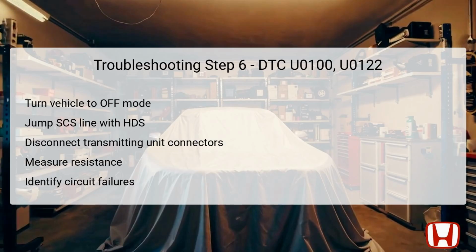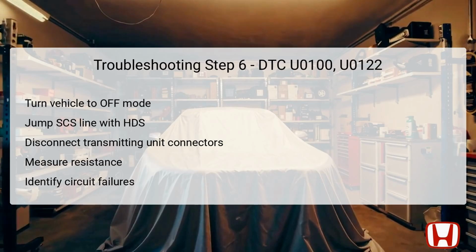gateway. In this step, turn the vehicle to off mode before jumping the SCS, short circuit simultaneous, line with the HDS. This process stabilizes the diagnostic system for the following tests. Disconnect the appropriate transmitting unit connectors based on the indicated DTC before measuring the resistance between the specified points. The goal is to verify the integrity of the FCAN AH and AL wires.